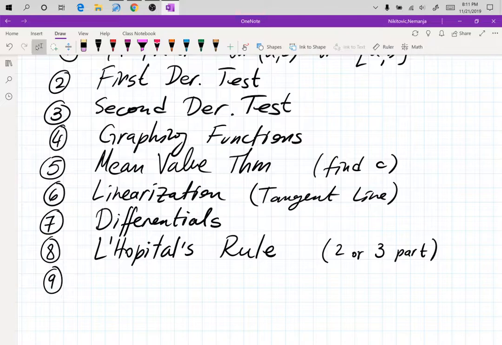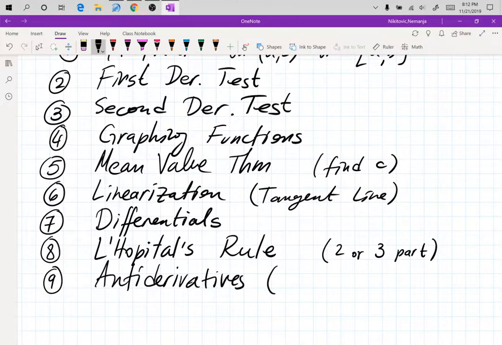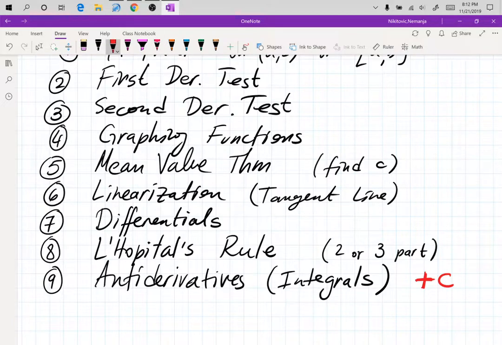Number 9, antiderivatives, also known as integrals. Oh, I am going to put plus C in blood over here. So it's either going to be plus C or minus 1 on the test.